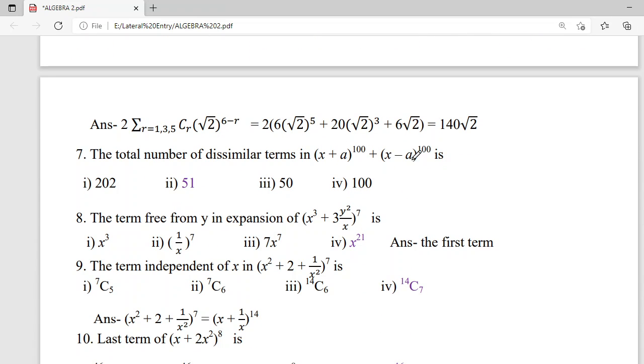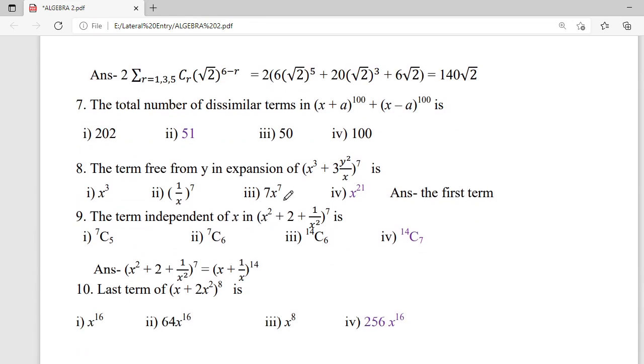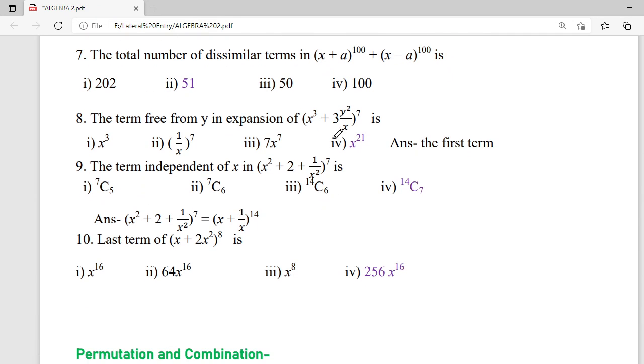So 2 times of this one. So it is 51 dissimilar terms. So the term free from y in the expansion is simple. Free from y, it will be the first term only, because in the others y square must be there. The term independent of x in this one.